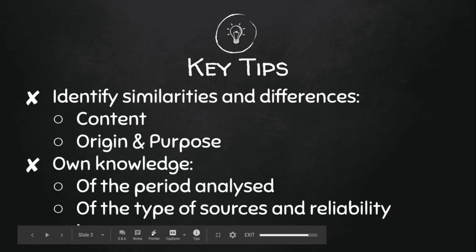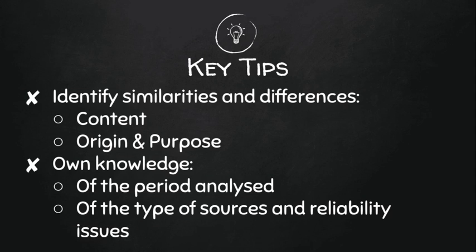The key tips you need to consider for answering these types of questions are the following. Regarding the sources, you will need to identify similarities and differences considering the content. That is, you have to consider the information each source provides on the events. But also, considering the source, you will have to take into account the origin and purpose of each source. That is, the who, the when, the where, and for what reasons each source was produced.